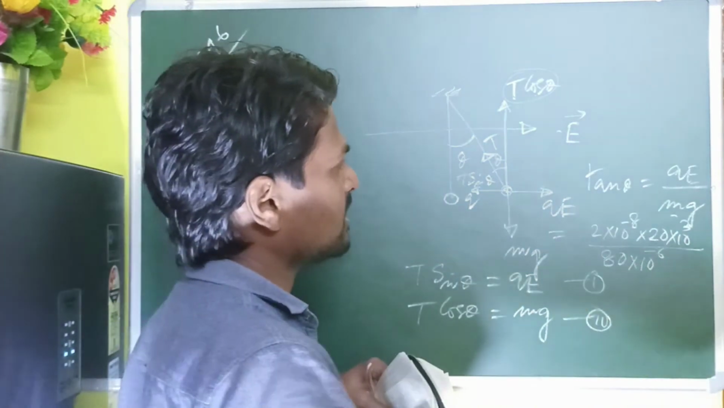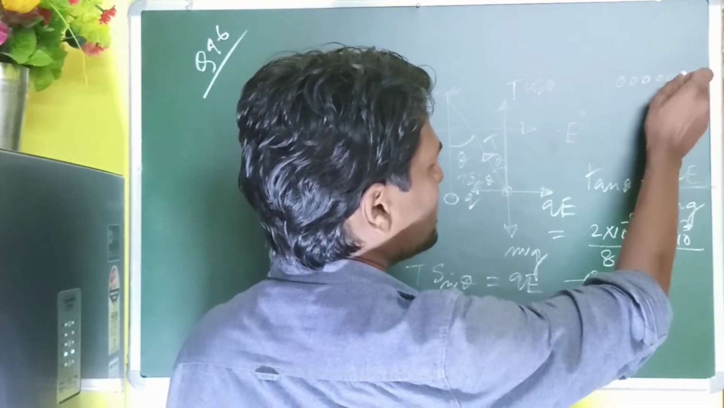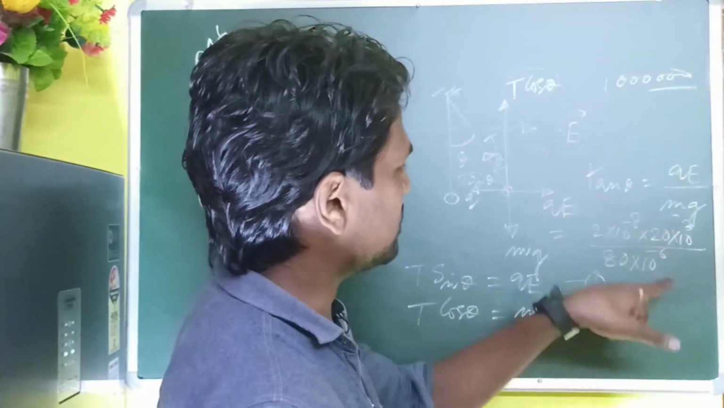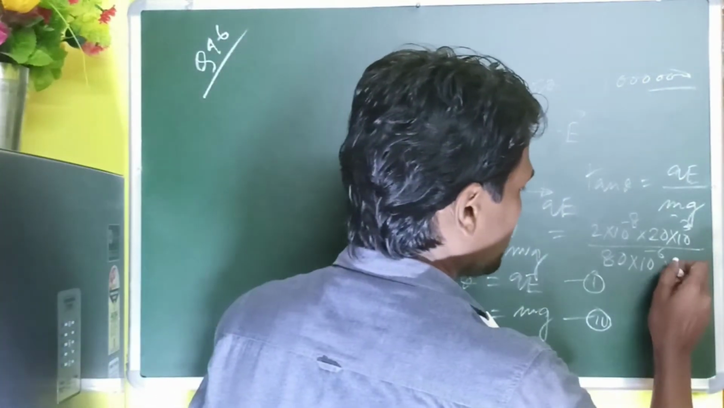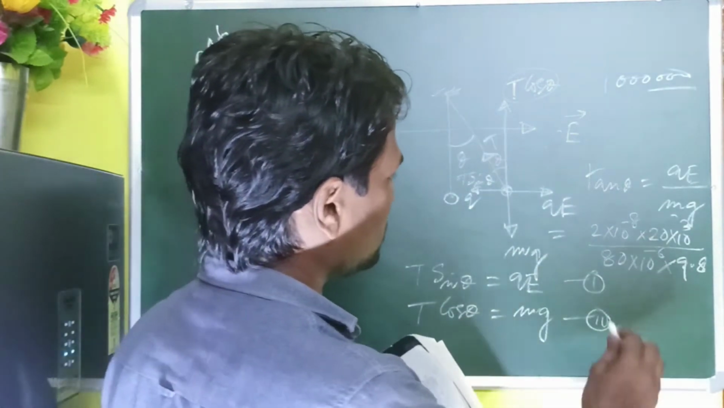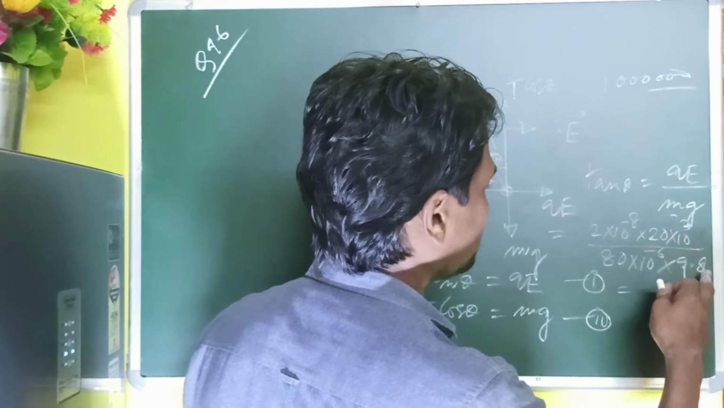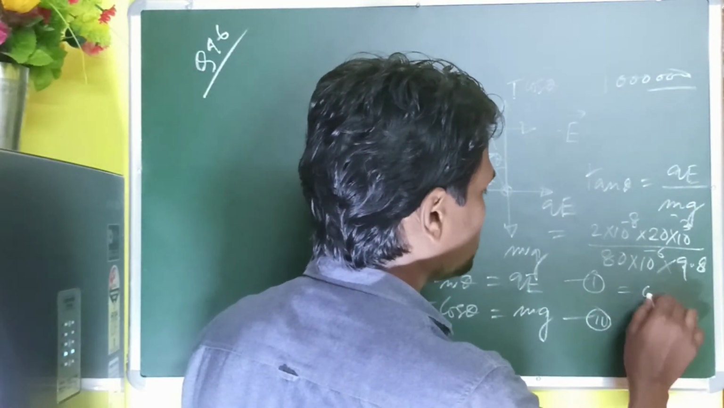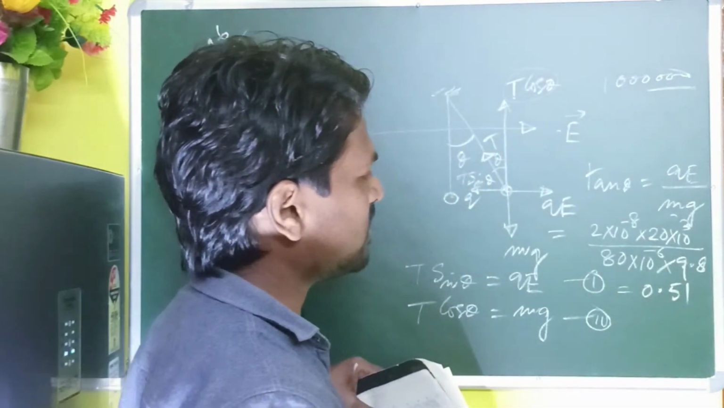केजी में कन्वर्ट किया जाएगा तब 10 to the power minus 6 हो जाएगा, and then g का वैल्यू 9.8, so mg हो गया, और इसका वैल्यू आ जाएगा अप्रोक्सीमेट, अगर 10 लिया जाएगा तब this is 10 and this is half, so this is approximately 0.5, approximate 0.51 के बराबर होगा.